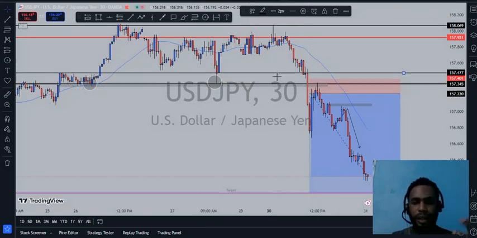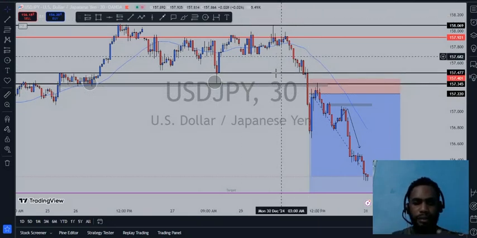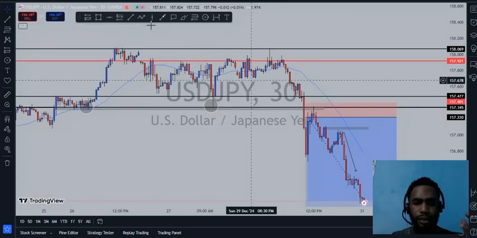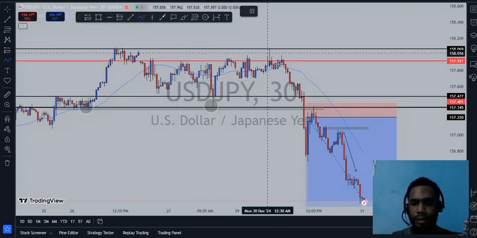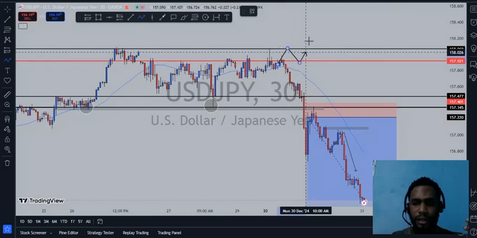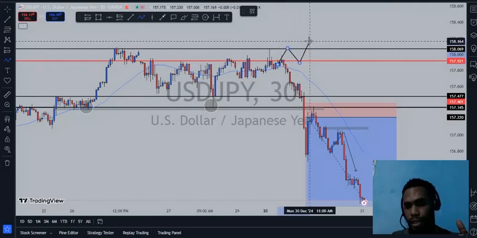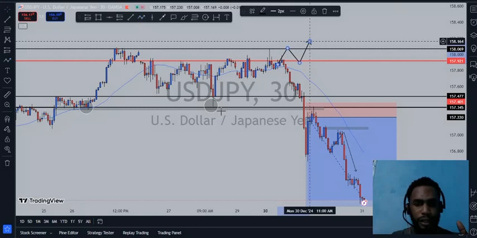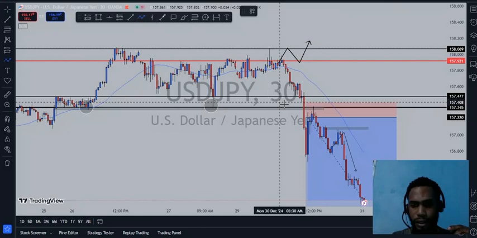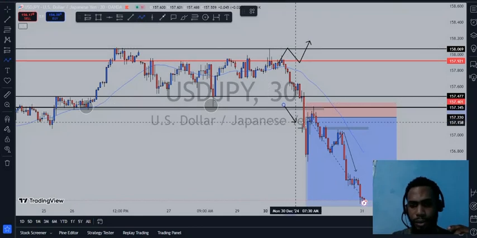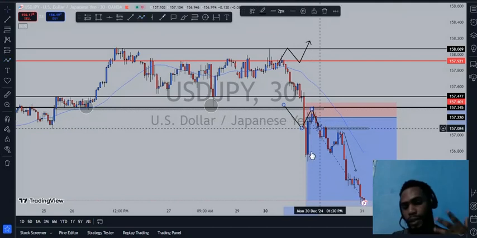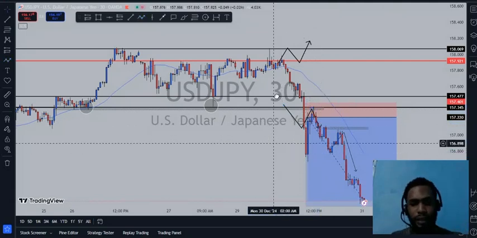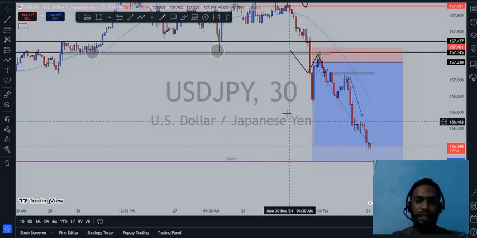So I had to wait for either the market to give me the break and the retest and then continue to push higher, or the market to break below the support level right here. So break below the support, retest, and then continue to push lower, which was what it did. And that is the reason for me getting into this trade.